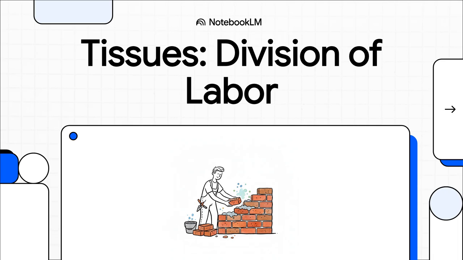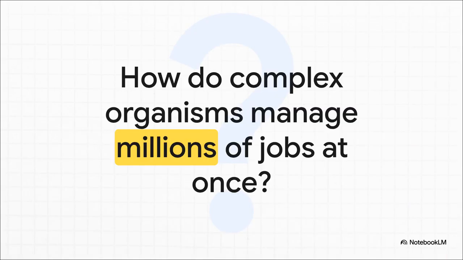Hey everyone, and welcome. Today we're diving into something super fundamental, a question that's at the heart of biology, really. How does complex life get organized? I mean, from just one single cell all the way up to a massive organism, there's this incredible system, this division of labor. And guess what? It all kicks off with tissues. Seriously, how does it all work?